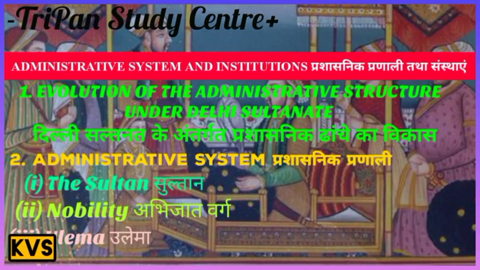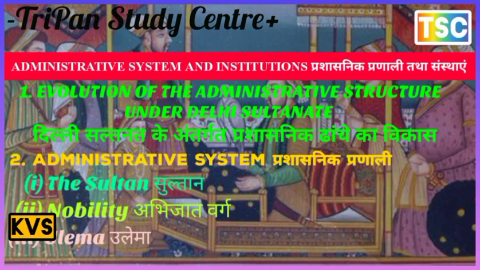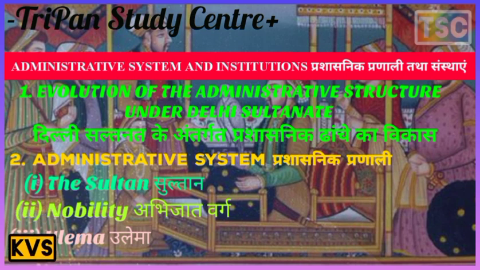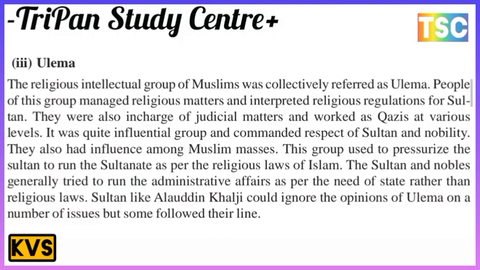The next administrative element, which is important here, is the Ulema. The Ulema is the most important third part. The religious scholars, a group of Muslims, were collectively referred to as the Ulema. The people of this group managed religious matters and interpreted religious regulations for the Sultan.